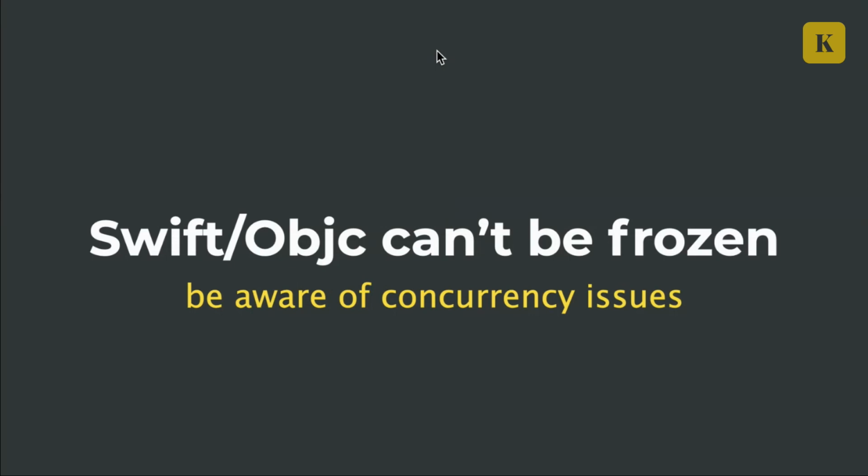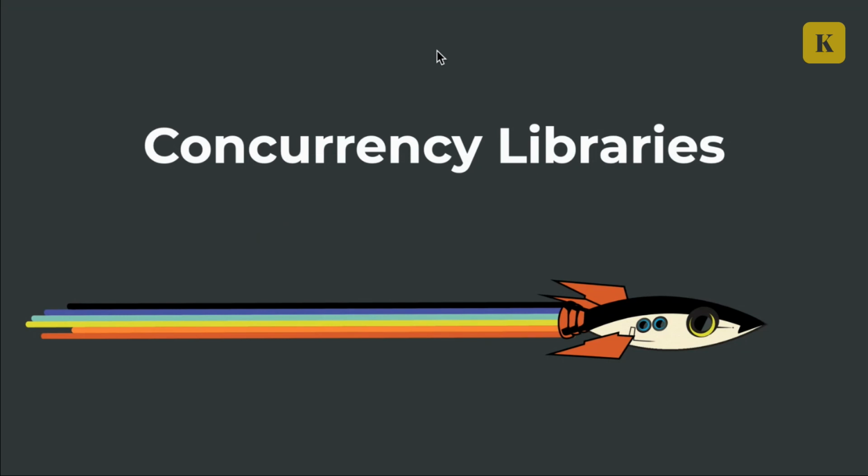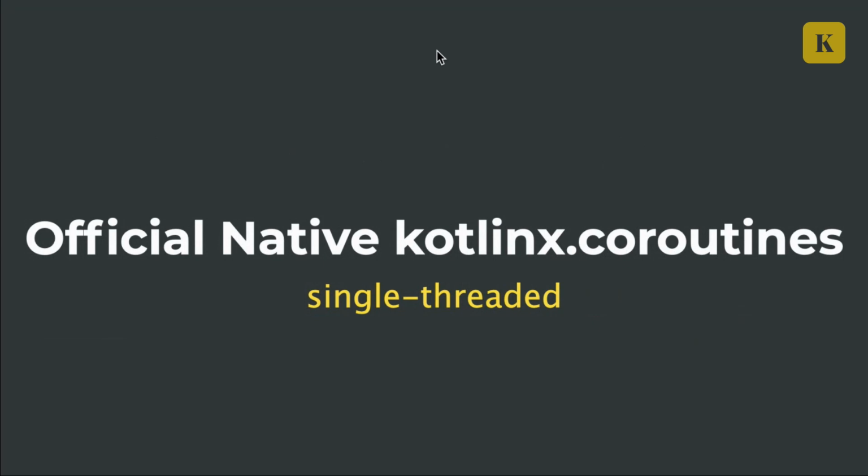Okay, so concurrency libraries, right? The big topic is coroutines. And up until recently, the only option on Kotlin Native for coroutines was single threaded. A lot of people find that to be weird. What do you mean? Coroutines is threading. Part of coroutines is threading.